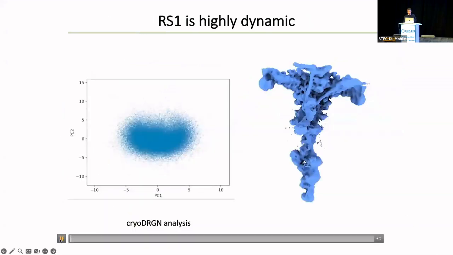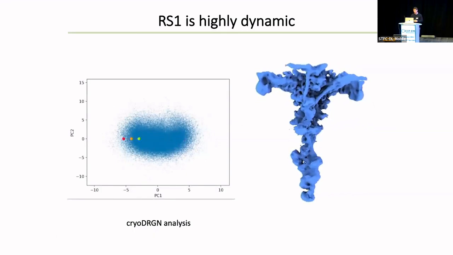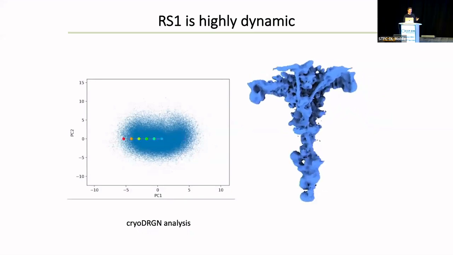We were also able to do some dynamic analysis using cryoDRGN and also RELION multi-body analysis, which showed that the radial spoke is very dynamic, can tilt on its stalk, and this probably explains why we couldn't resolve the spoke head initially on the doublet microtubule.